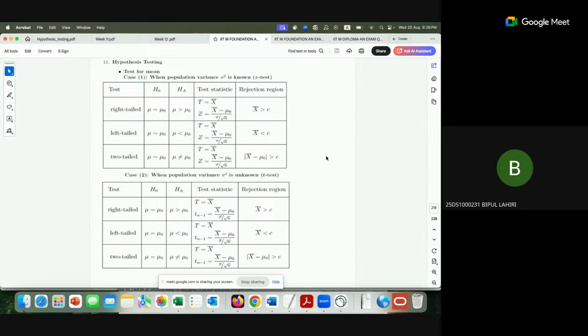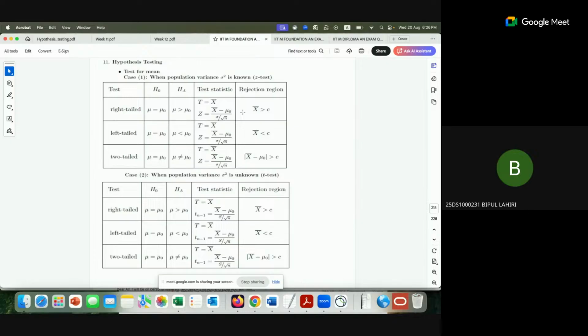See, same thing, ma'am. The first column is the Z test. If you see the right tail test, H naught and HA is clear, then the test statistic. Now, this is the standardization formula, right? Yes. And my rejection region would be: x bar is greater than C.